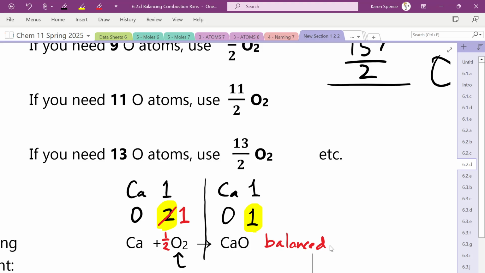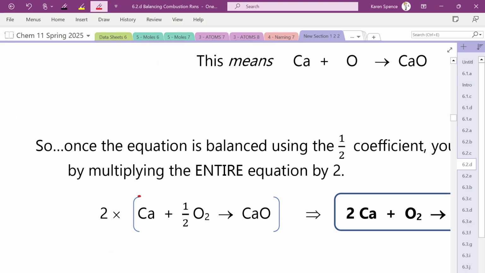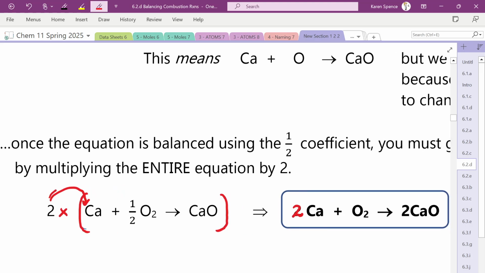So we're going to take this whole equation, put it in brackets, and multiply it by 2. There's a 1 in front of the calcium, so 2 times 1 is 2. We have 2 times a half is 1. I'm not going to write that 1 because we don't actually write 1s as coefficients, but there is a 1 there. Then we have 2 times 1, so that's going to be a 2. So that would be our final answer.